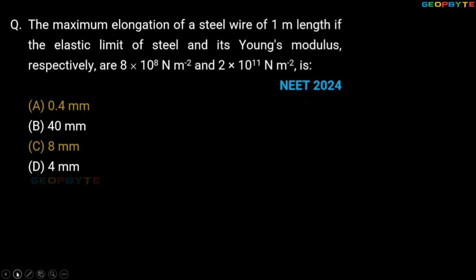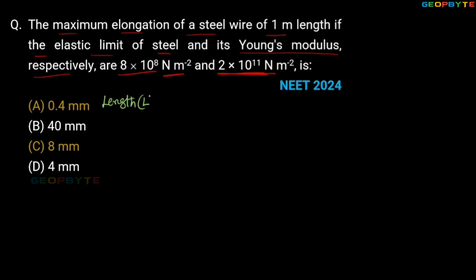Look at the very first question, asking like this: the maximum elongation of a steel wire of 1 meter length, if the elastic limit of steel and its Young's modulus respectively are 8 into 10 power 8 Newton per meter square and 2 into 10 power 11 Newton per meter square. First, let us write the given data. Here, length of the steel wire, let it be L, 1 meter.